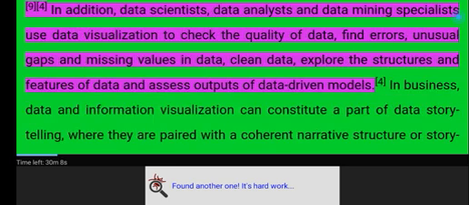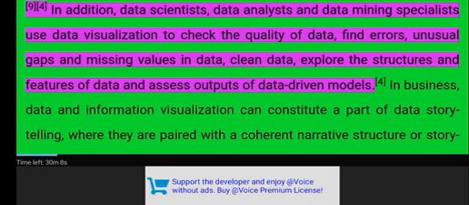In addition, data scientists, data analysts and data mining specialists use data visualization to check the quality of data, find errors, unusual gaps and missing values in data, clean data, explore the structures and features of data and assess outputs of data-driven models.